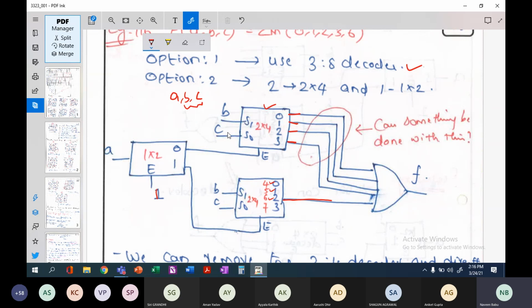What we can do is just remove this particular decoder. Whenever your A value is 0, you will be having an output here. Am I right? So instead of having this, you can directly connect this to an OR gate here.